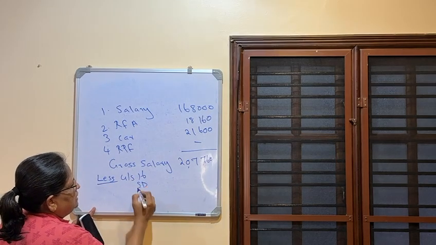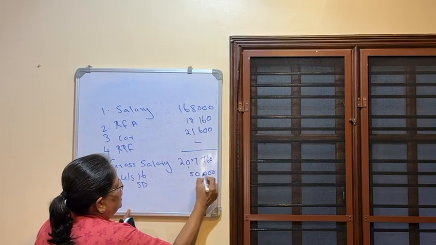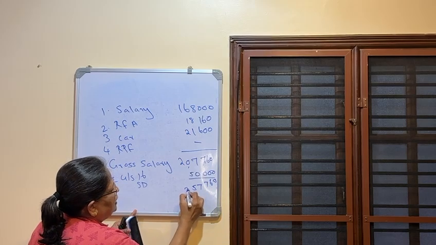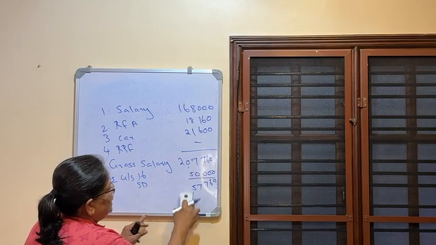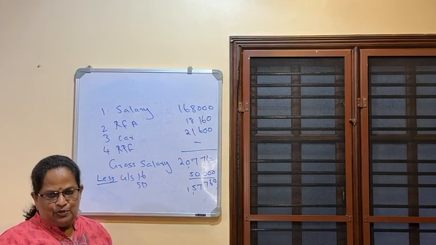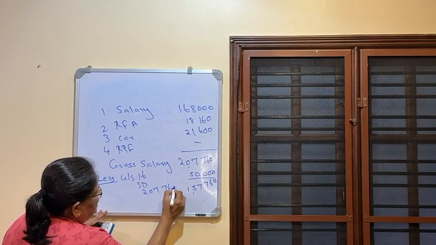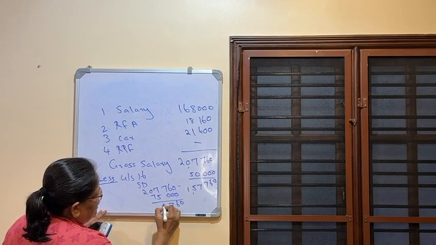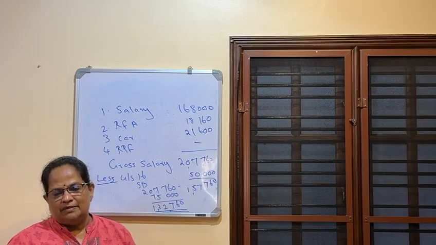Standard deduction is there. Standard deduction 50,000. The value is 1,57,760. If it's as per the new scheme, the only difference is gross salary minus standard deduction of 75,000. So 1,32,760 will be the taxable salary.